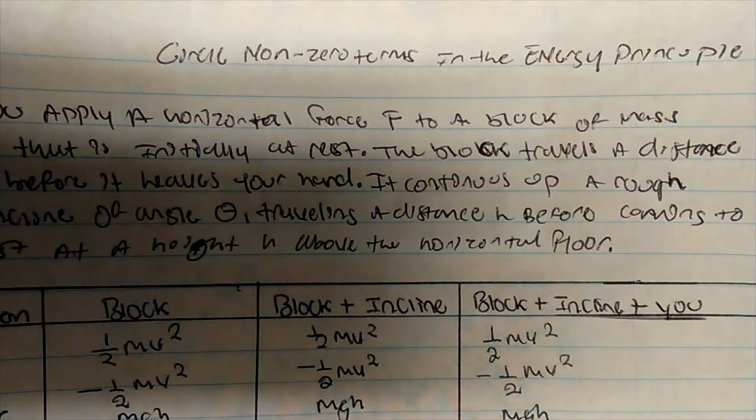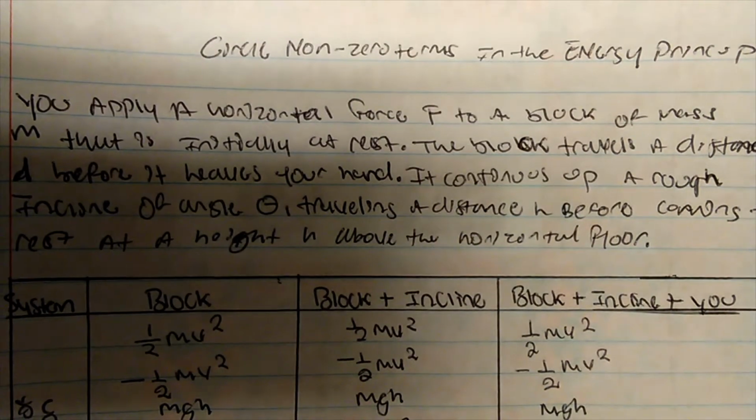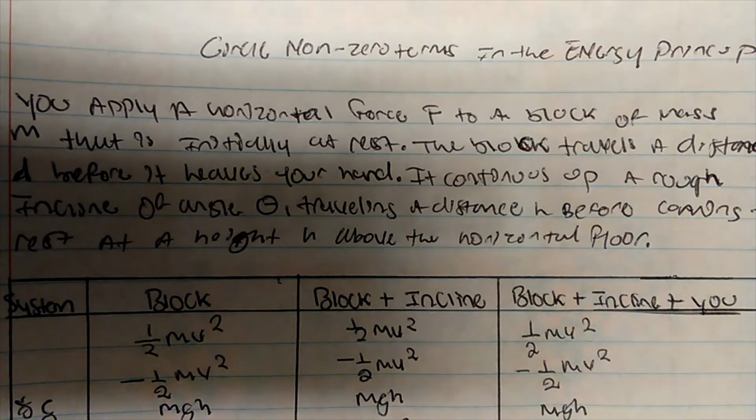Typically on an exam, you're given some sort of table and you have to circle the non-zero terms in the energy principle. Okay, so let's take a look at this one. So we have this problem here, and it says that you apply your horizontal force, F, to a block of mass m that is initially at rest.